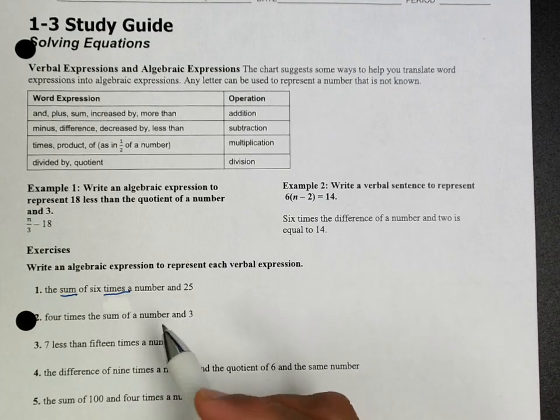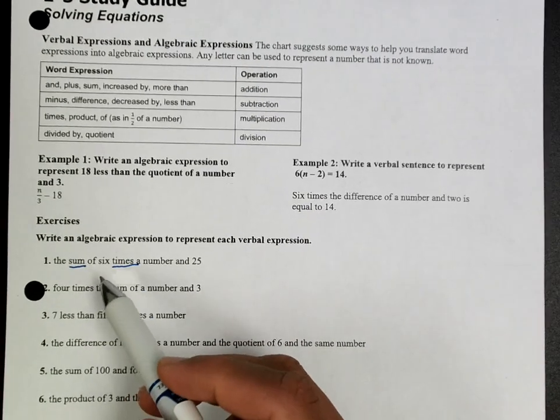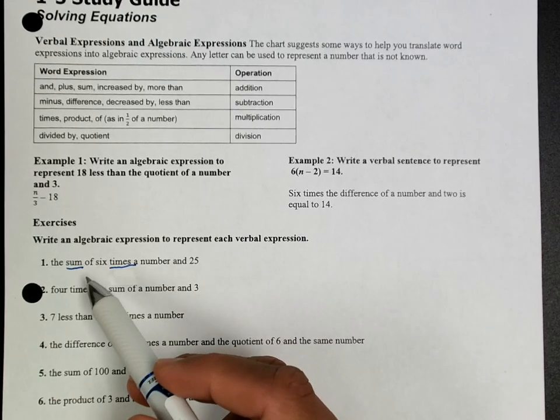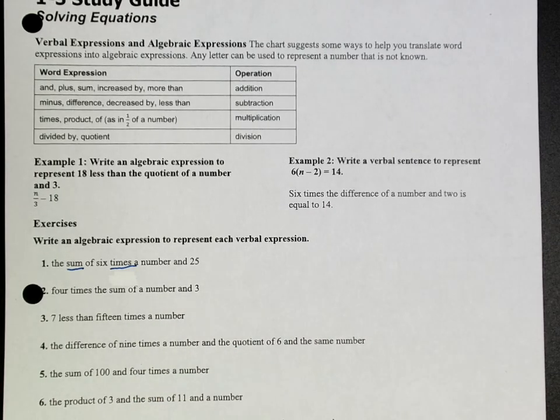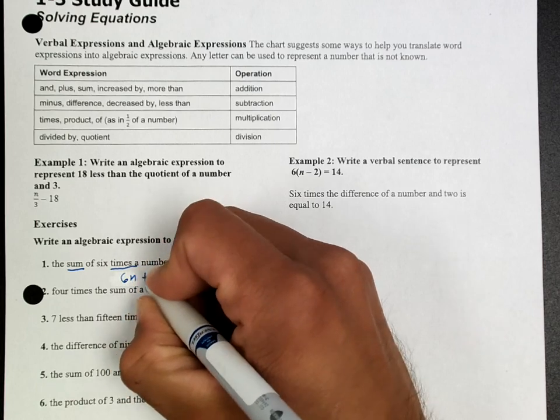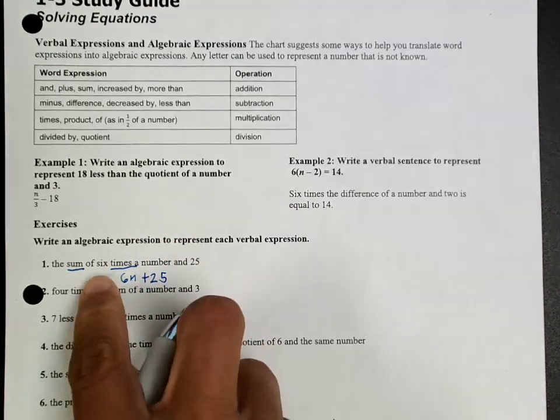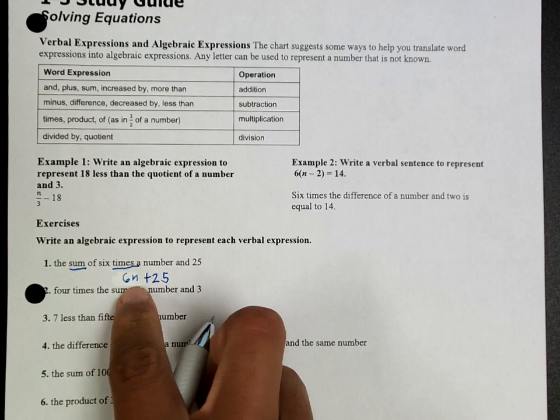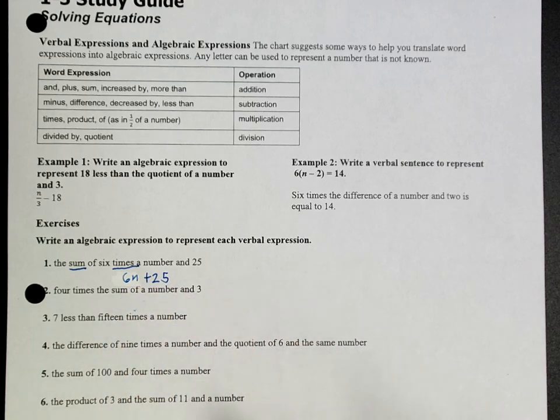Now you don't have to do this necessarily, but I like to underline some of the operations so I know what it is that I'm doing. So on this one it says the sum of 6 times a number and 25. So right here we have 6 times a number and 25. Alright, so the sum of 6 times a number, which is represented by n, and 25.